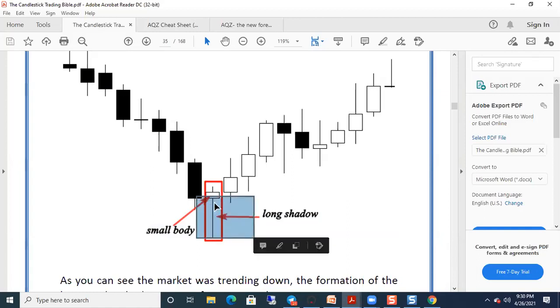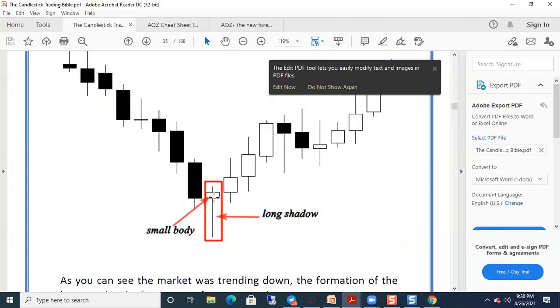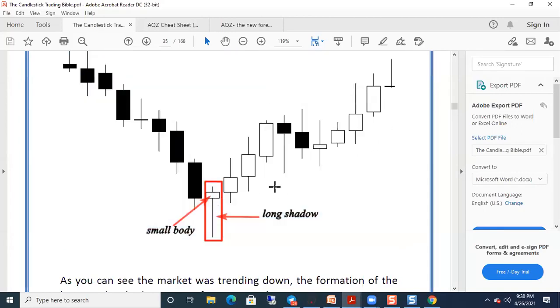The tail or the lower wick should be 2 or 3 times greater than the upper wick and 2 or 3 times greater than the body. Again, the color of the candlestick pattern doesn't matter. Now, even though we say this is a bullish scenario, we are still indecisive. It's still an indecision, right?